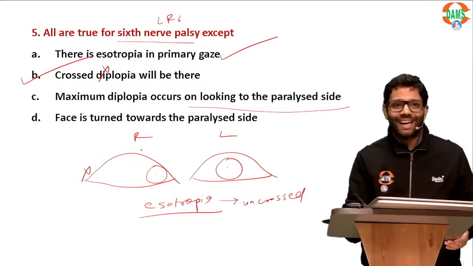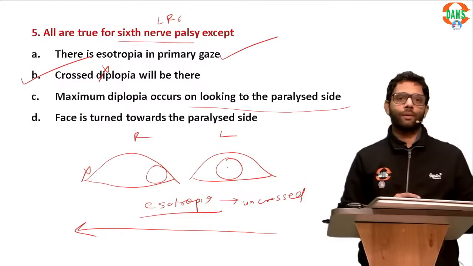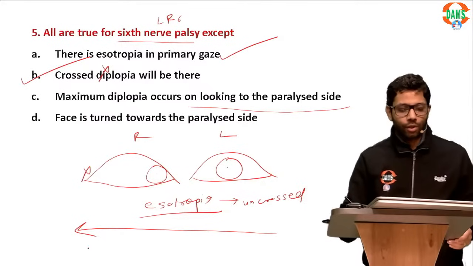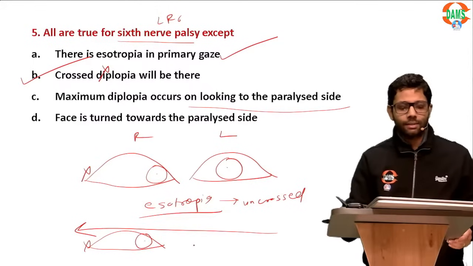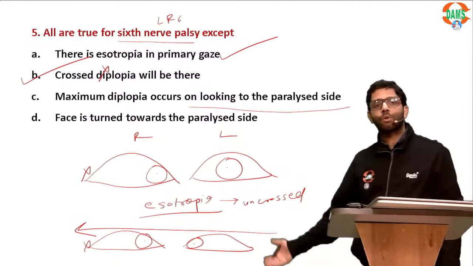In right lateral rectus palsy, if the patient looks right, there is maximum diplopia. Why? You can draw a diagram over here. What will happen if the patient looks right? The right eye will remain like this because of total palsy, but the left eye comes here. There is maximum diplopia. Why?